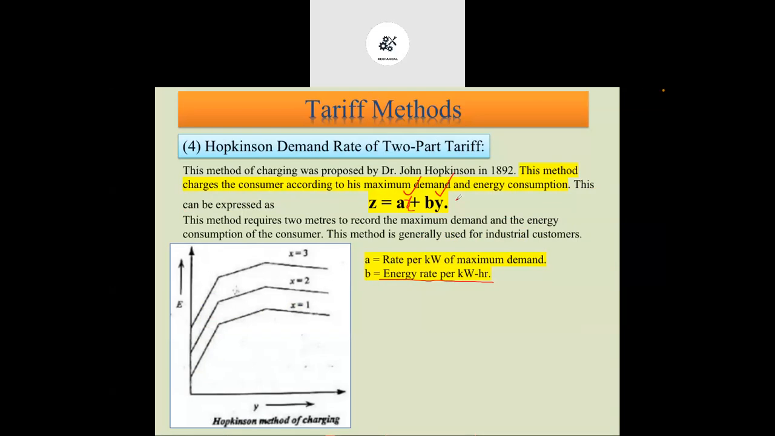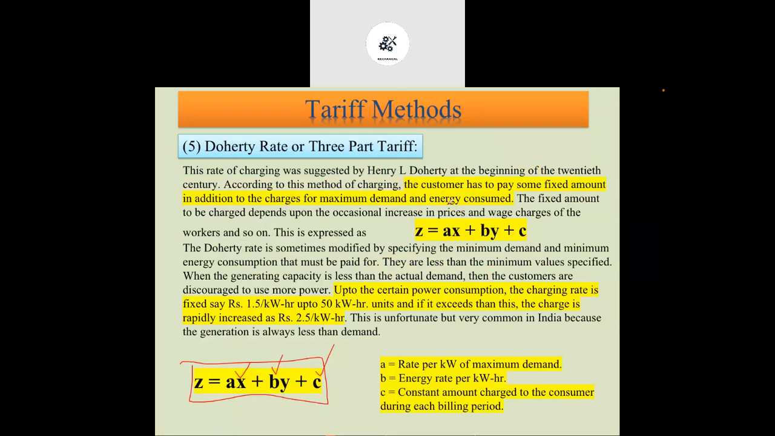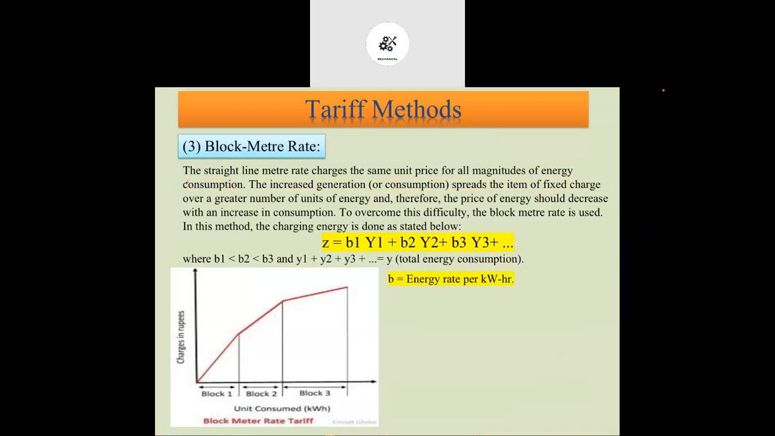If they ask to use the Hopkinson demand rate or the two-part tariff method, in that case we only have to consider the maximum demand and energy consumption. We don't consider any constant amount. We are not going to add any constant amount. So keep in mind that if they ask to use the Hopkinson method, you have to use this particular equation. Only two terms are there. If they ask to use Doherty rate or three-part tariff, we have to add this constant amount at last. This constant amount is also given in that particular numerical.